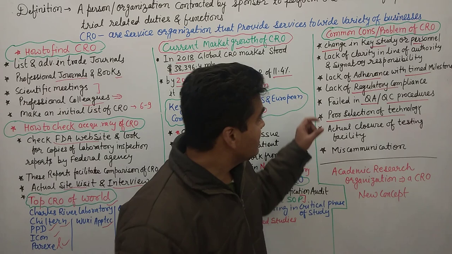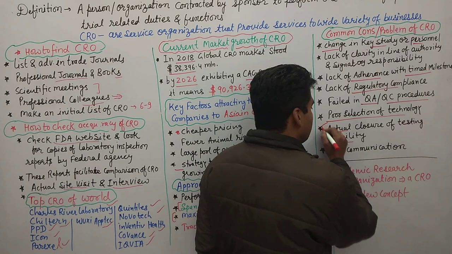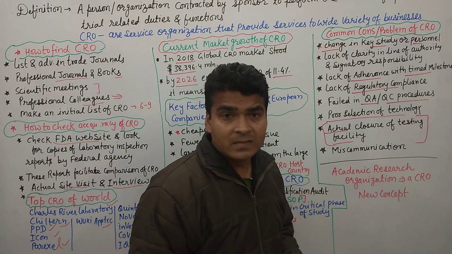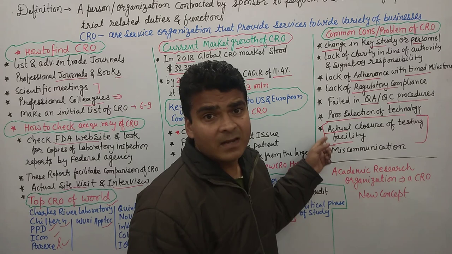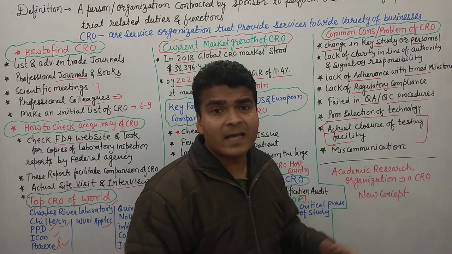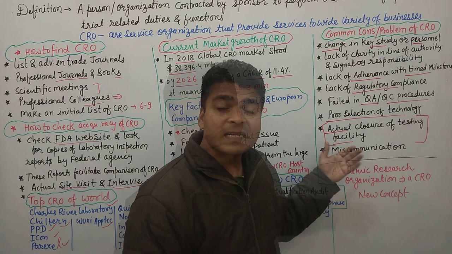Then further, actual closure of the testing facility. This is the most important thing, which happens very regularly nowadays. The CRO may get closed due to some financial burdens. So this is one of the most important problems nowadays. And then miscommunication. There is a requirement of proper communication between the sponsor and the CRO. If miscommunication happens, then they are not able to understand each and everything, and this will lead to an increase in the time and cost of the study.